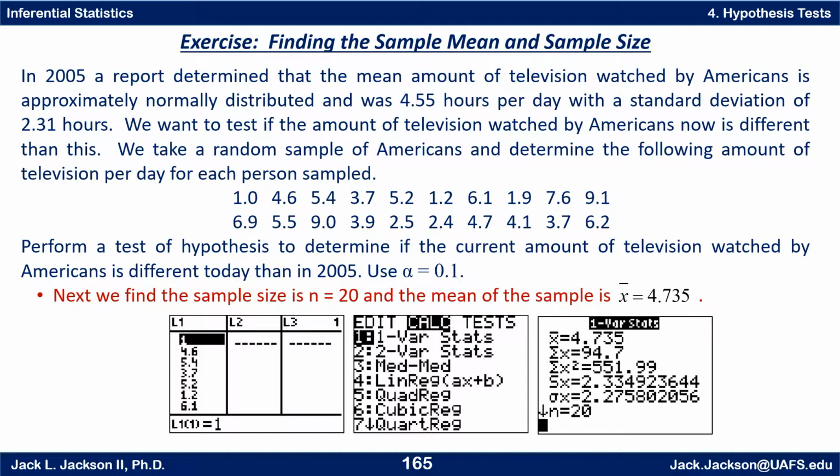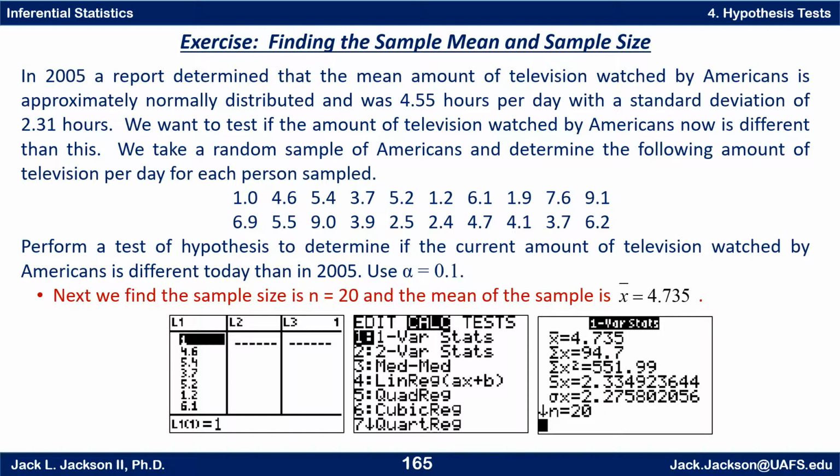Okay, so let's just remember, we started here by typing the data from the given sample in our list. A couple things: don't forget to first clear the list. You do that by putting your cursor on L1, hit clear, and then enter to clear this out empty. And then type in the list: type in the 1, enter, 4.6, enter, and so forth till you get it all in there.